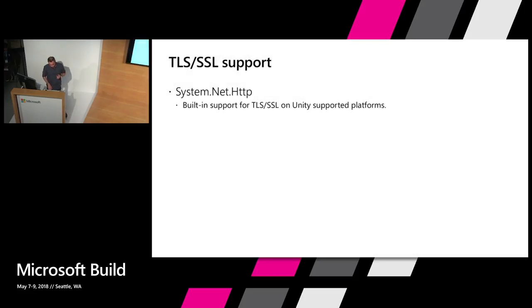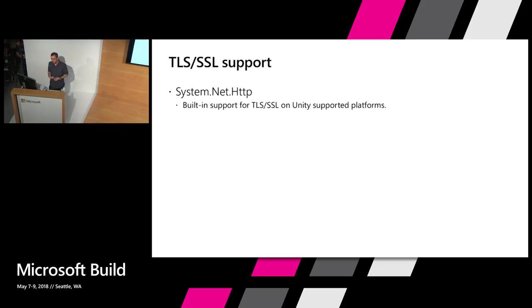Unity also just shipped the first beta of 18.2. And one of the things that it adds, and that we've been waiting on our side for a long time, is support for TLS and SSL in System.Net.Http. System.Net.Http is the common library used to communicate over HTTP in all modern .NET class libraries.